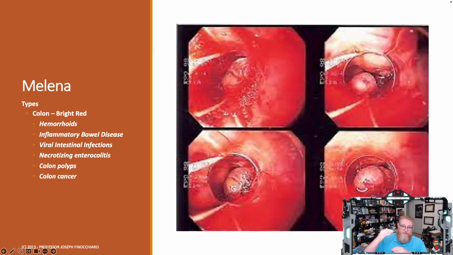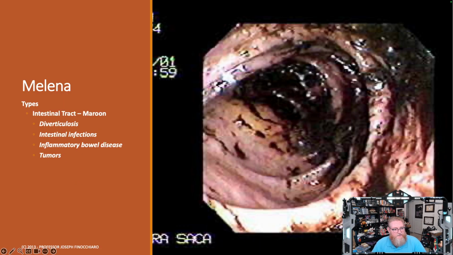The darker the blood, the higher it is in your intestinal system. So if it is darker blood, it is going through the digestive process and then coming out. The brighter red, the closer it is just to the exit. If it is maroon, you're looking at the intestinal tract. This could be a result of diverticulosis, intestinal infections, again, inflammatory bowel disease. We'll see that later on. IBD is just kind of a general term that is used to cover just about anything that happens there, as well as tumors.